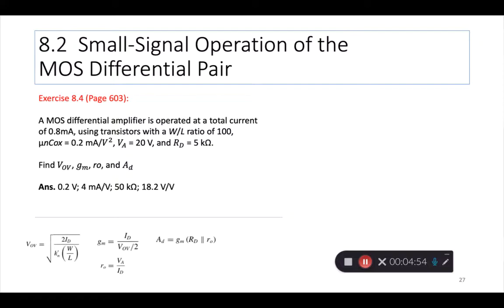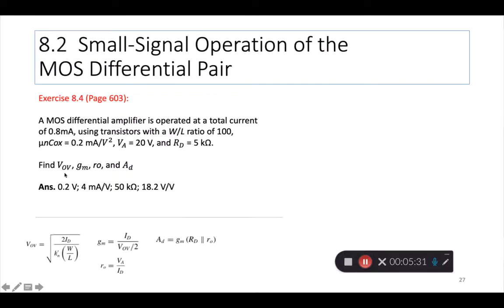We start with an exercise, which is from page 603. It's a pretty straightforward problem. It says there is a MOS differential pair. It has a total biasing current of 0.8 milliamps. So you know that each transistor has half of that. Transistor W/L ratios are given as 100. The K parameters are given, and it's an NMOS device, so just N is required. The early voltage is given and the drain resistance is given.